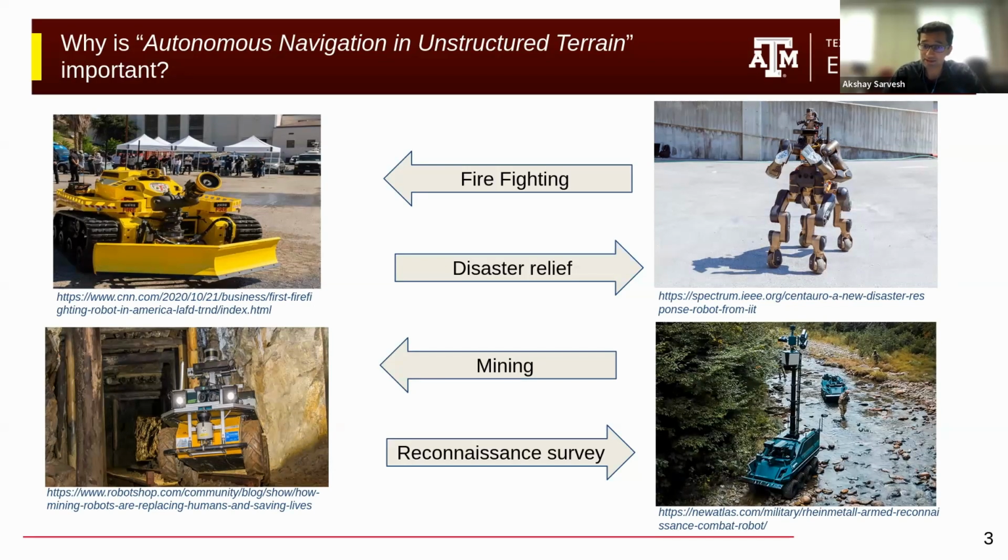Reconnaissance survey is something that's up quite a bit. What typically happens is when you're in an adversarial area, you tend to not want to send a human to perform specific missions. And in those types of missions, reconnaissance surveys, robots are very helpful.